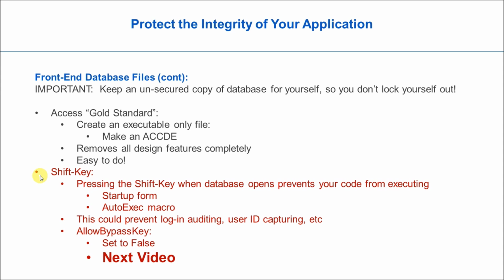The last thing I'd like to discuss is the Shift key. If you press and hold the Shift key while you're opening an Access application, it will prevent your startup code from running. It will prevent your AutoExec macro from executing. It will also prevent your startup form from opening. If that code running is important to you, we want to prevent your users from preventing it from running, and we do that by messing with the AllowBypassKey property of the database. I am making a separate video to address this topic. It'll be in our next video.